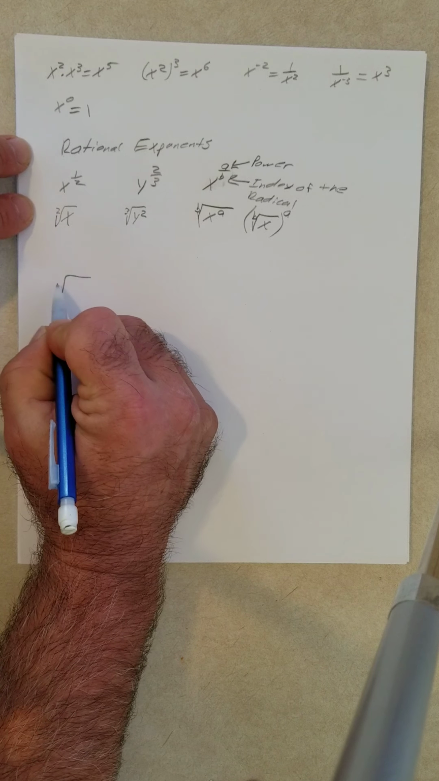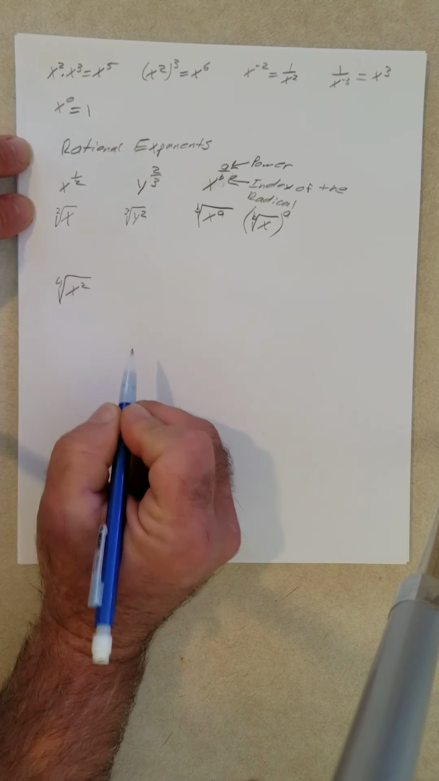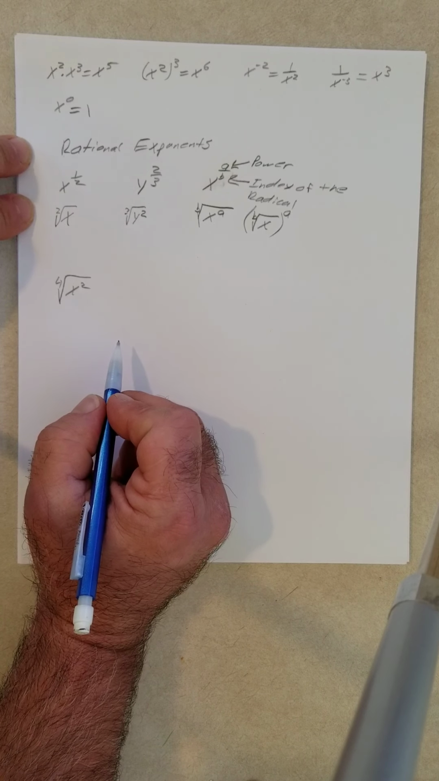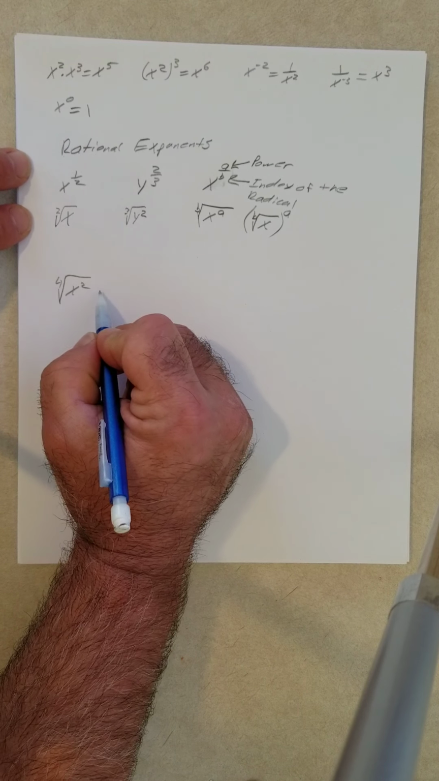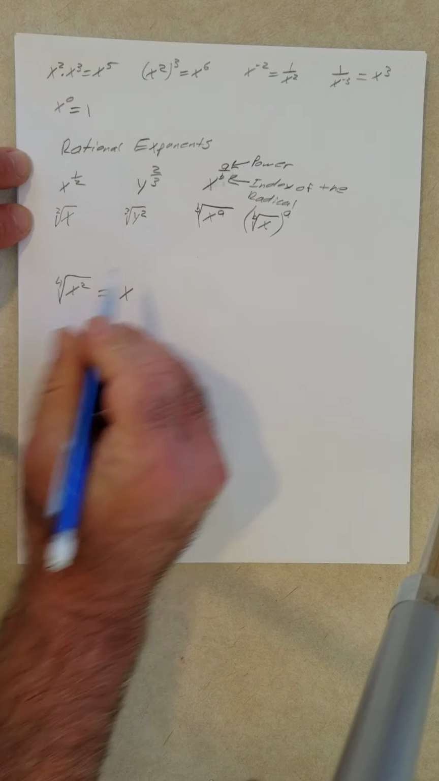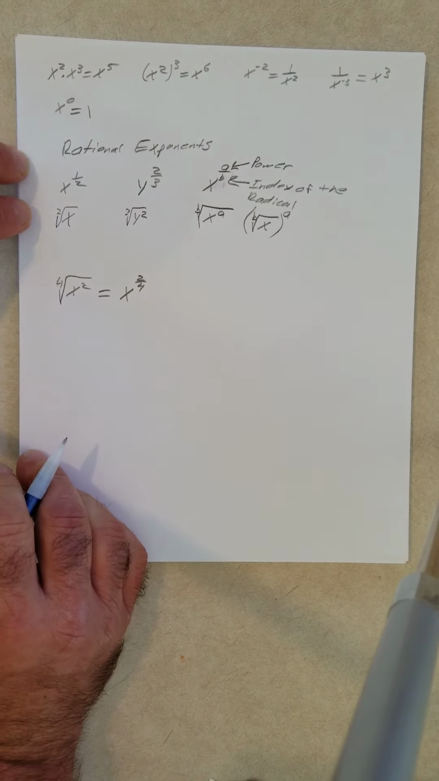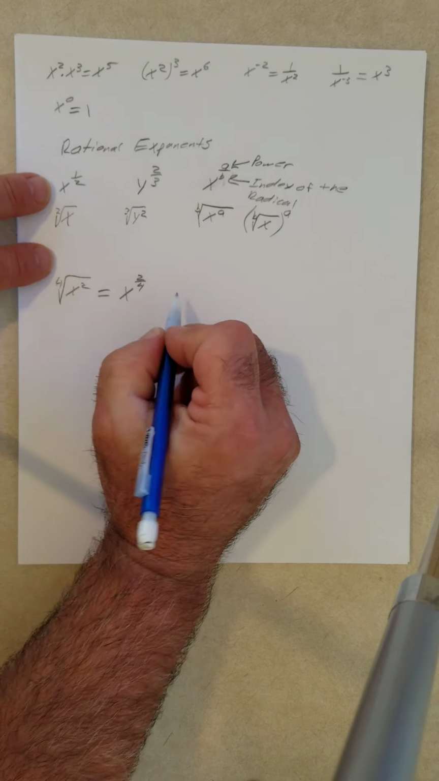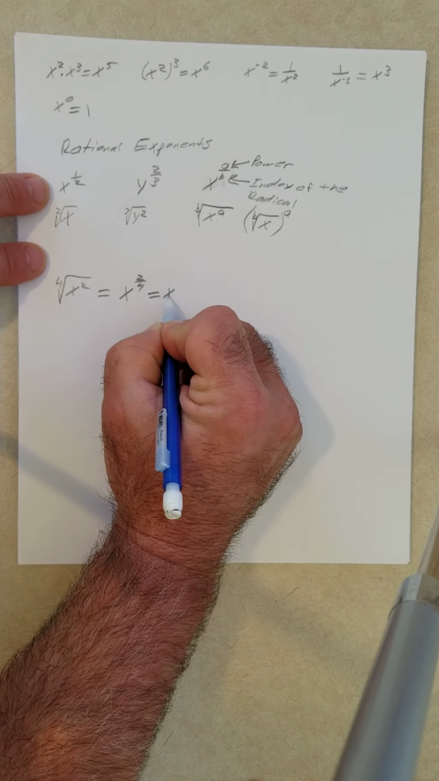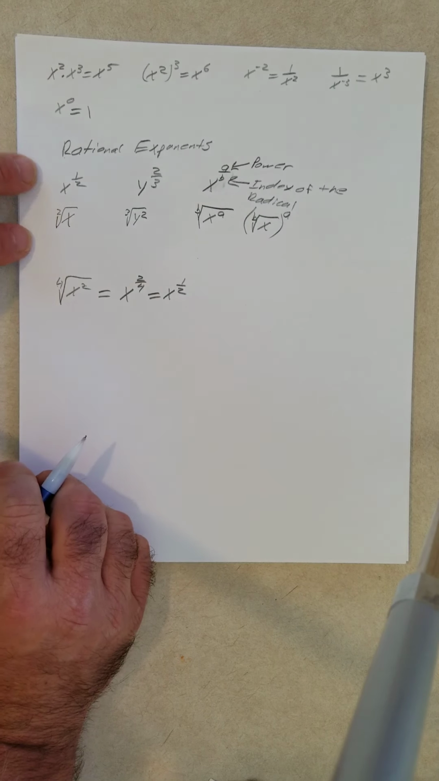So if I had the 4th root of x squared, and I asked you to write that in rational exponent form, we would take the base x and raise it now to the 2 divided by 4 power. And I would never leave it like that. I would always want to simplify every exponent, so that would become x to the 1/2.